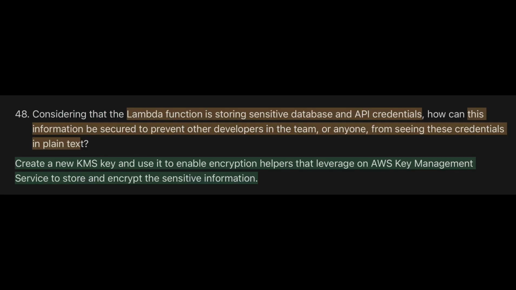And now let's say a Lambda function is storing sensitive database and API credentials, and we want this information to be secure to prevent other developers in the team or anyone from seeing these credentials in plain text. While we could create a new KMS key and use it to enable encryption helpers that leverage AWS Key Management Service to store and encrypt the sensitive information.